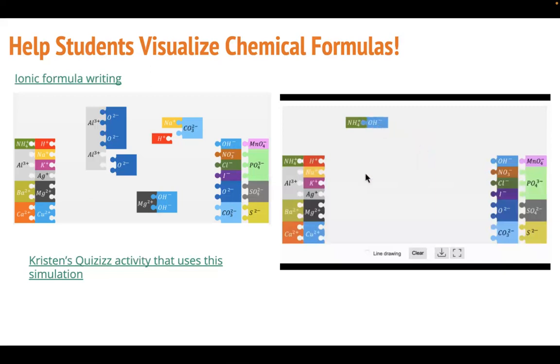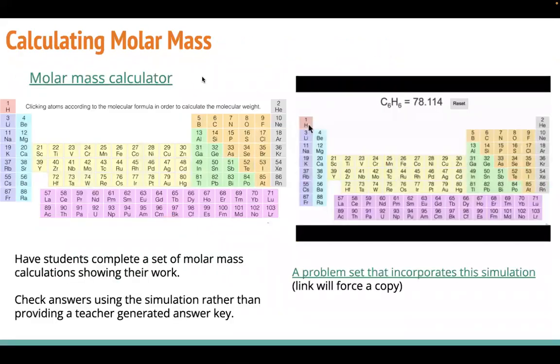Eventually, of course, we'd love them to get to the point where they don't need these kinds of manipulatives, but it's certainly a good way to get them started, or if that's the right level for your class. So I made that available to everyone. If you go to quizzes, you can set up a free account and use that with your students. Absolutely. Which leads us to the molar mass calculator.